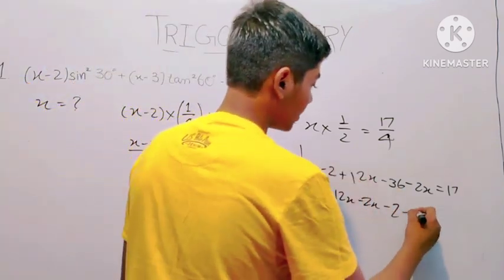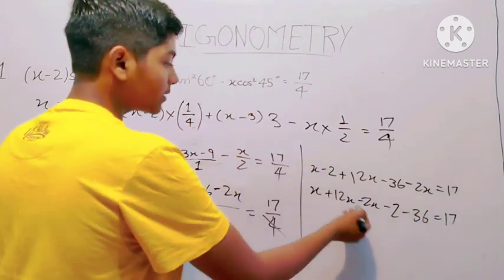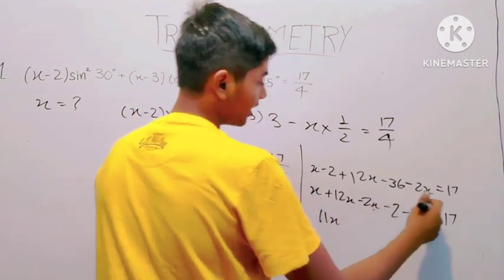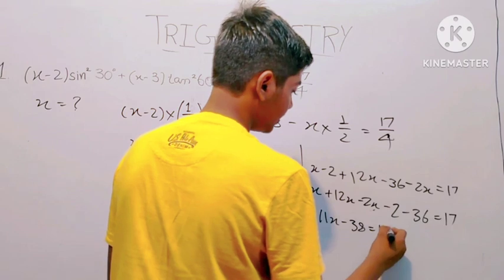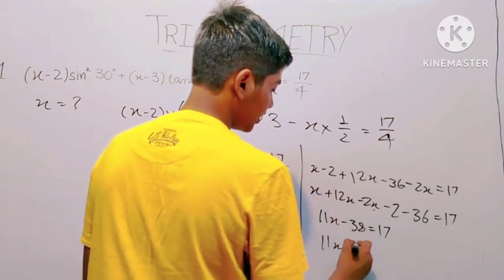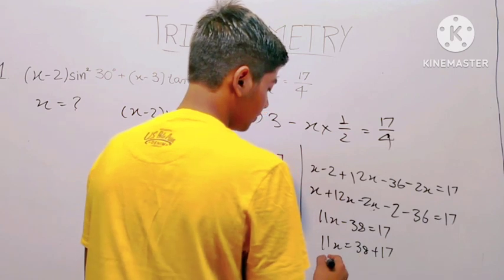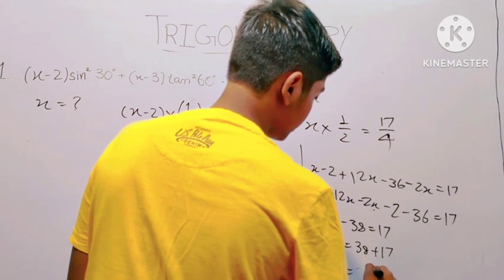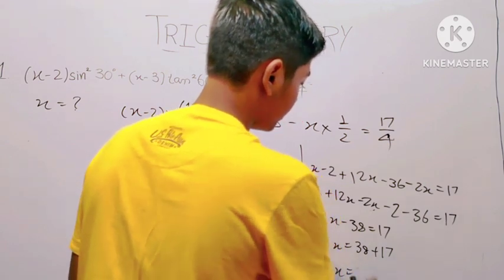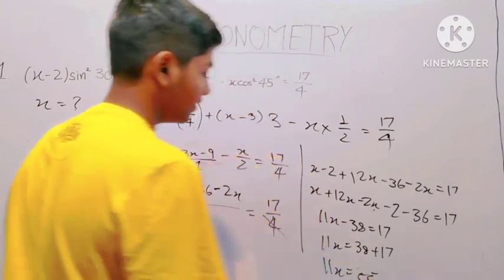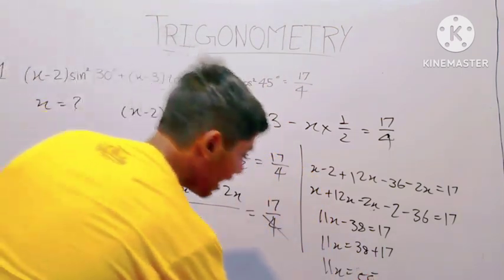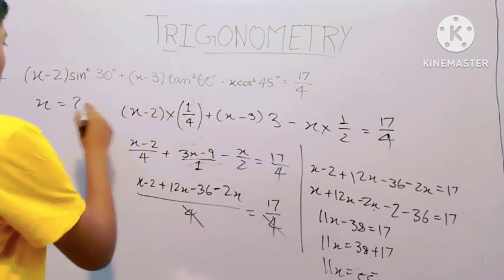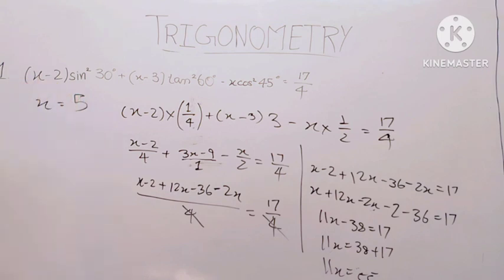Now we have x + 12x = 13x, 13x - 2x = 11x. Then we have -2 - 36 = -38, so 11x - 38 = 17. 11x is equal to 38 + 17. This will become 11x = 55. Therefore, x is equal to 55 upon 11, which is equal to 5. So now we have the value of x. x is 5, and this is our first question complete.